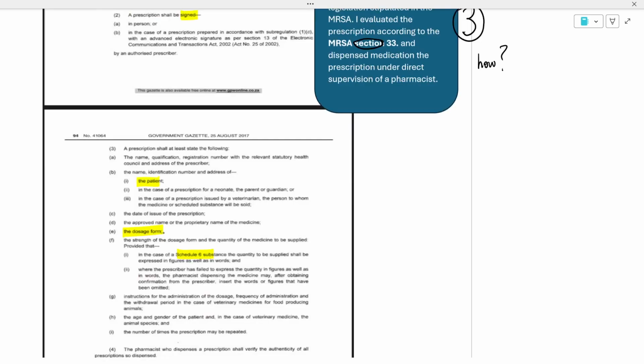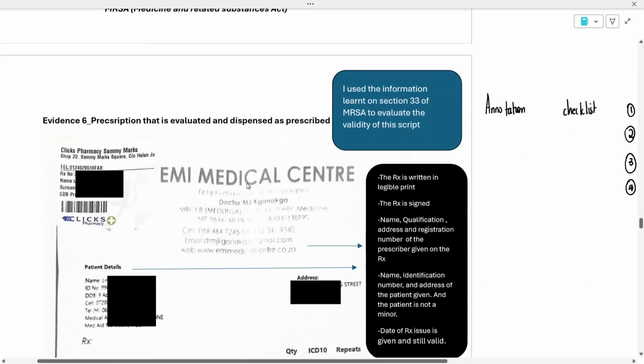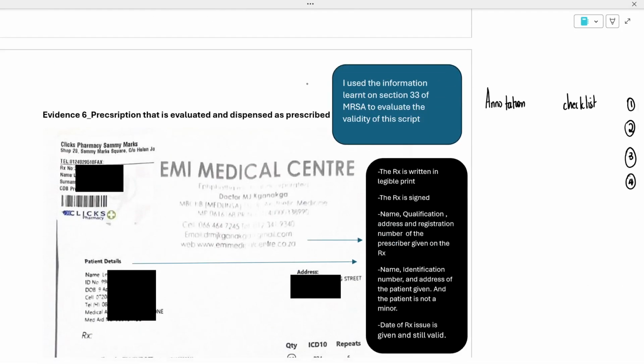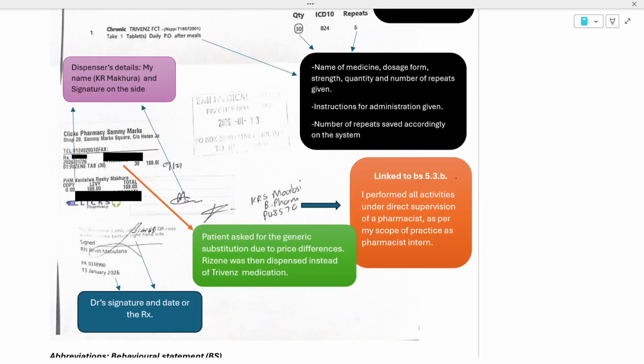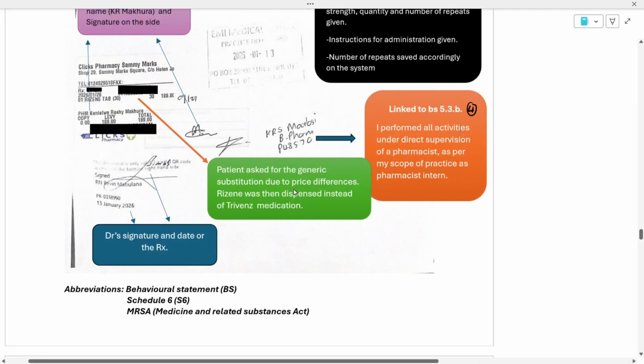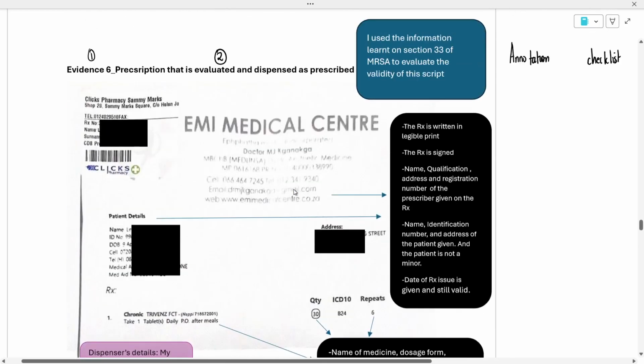I checked and saw that the dosage form was indicated, and then since this was not a Schedule 6, the doctor did not have to write the quantity in years and words. Hope that makes sense. Okay, next one. Name of evidence, what it shows. Let's check. Link with behavioral statement, and so forth, and that's it.